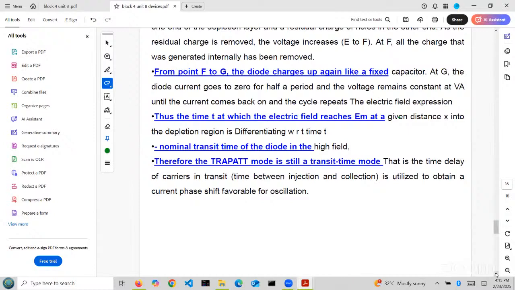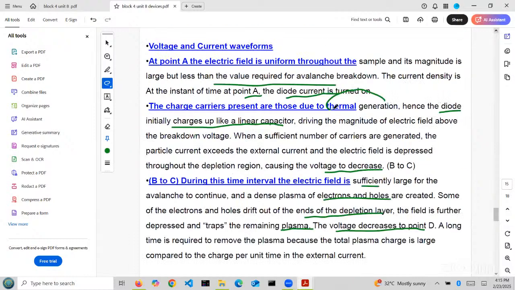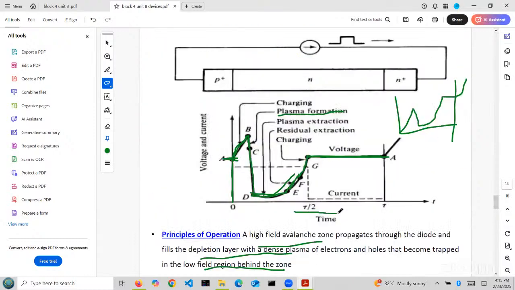From F to G, the diode is charging again. At point G, the diode current goes to 0. From where to where is the diode current 0? From T/2 to T. In this diagram, we just observe the current is constant. The voltage or current is constant.